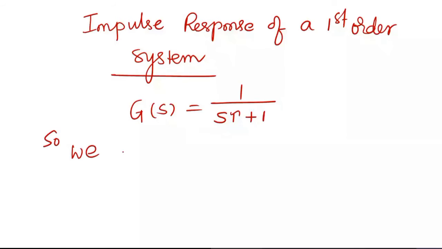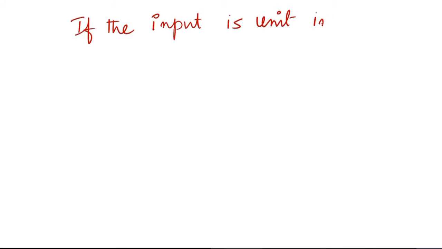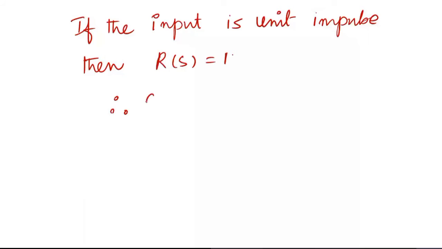So we know that C of S by R of S is equal to G of S, that is equal to 1 by S tau plus 1. As we are asked to find the impulse response, the input is a unit impulse, then R of S value is equal to 1. Therefore, C of S is equal to 1 by S tau plus 1. We need to find the C of t value.